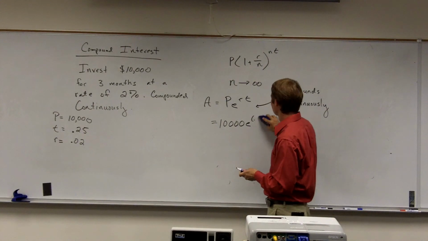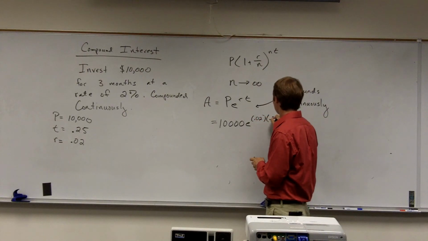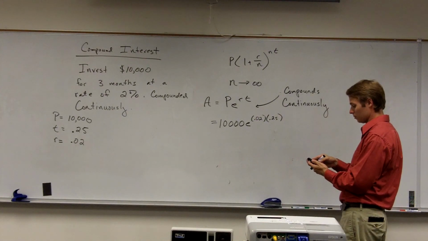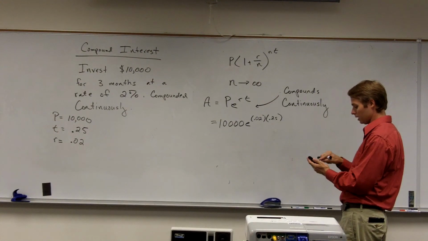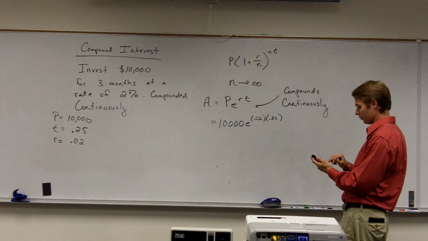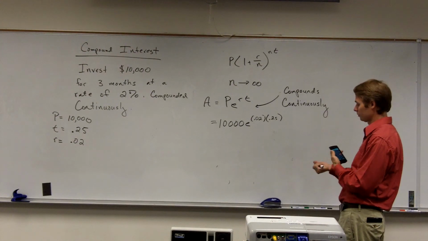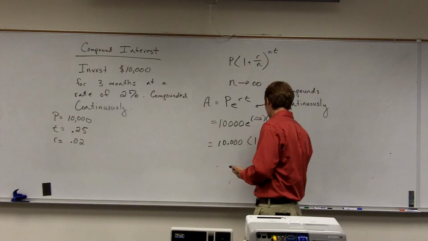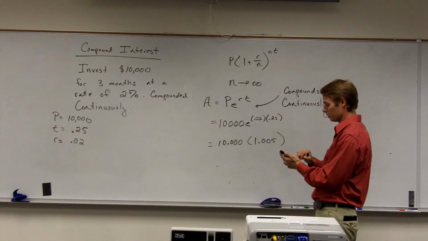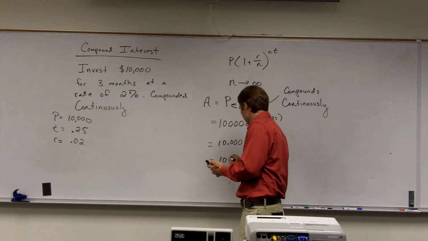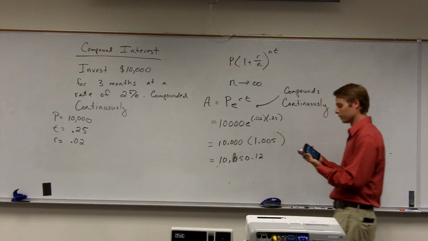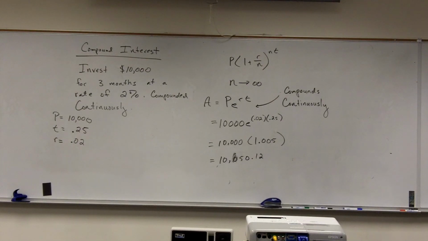So I did this backwards. This should be 0.02 times 0.25. And there's probably an E button on your calculator, right? So e raised to the 0.02 times 0.25. I got 1.005, so what did you get? Yes. That times 10,000. So approximately $10,050.12 at the end of 3 months. Not bad, $50 for 3 months.